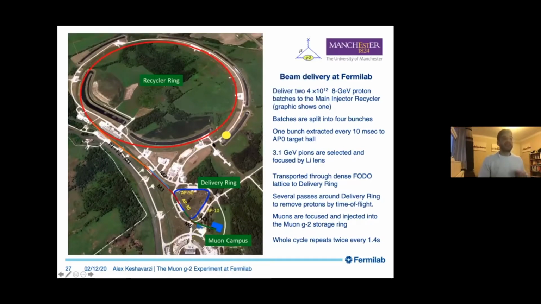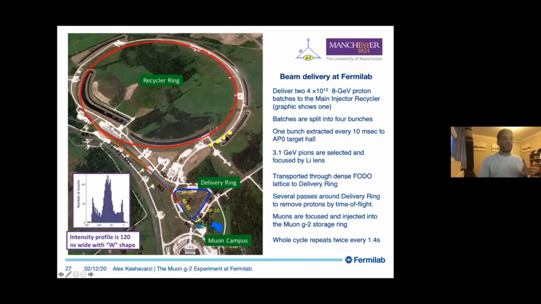Then what happens is the batches are split into 4 bunches, and then they're cycled around again. And once every 10 milliseconds, you will see that one of the bunches is extracted down the AP0 target hall towards these beam lines, okay?